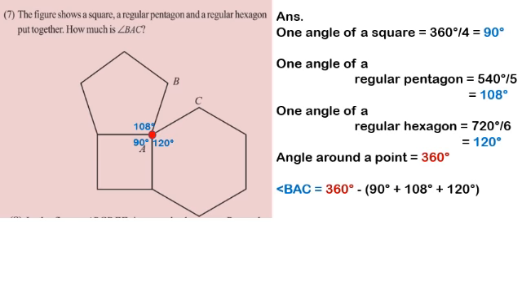For that, angle BAC equal to 360 minus sum of these three angles, that is 90 plus 108 plus 120 degree. That is, we get 360 minus 318 degree. We get angle BAC equal to 42 degree.